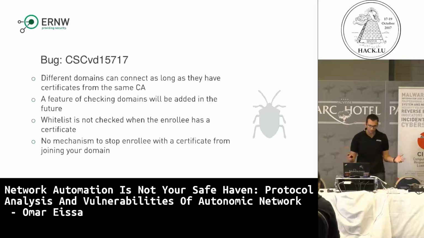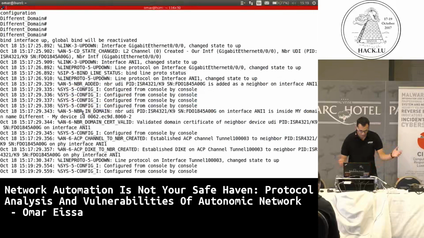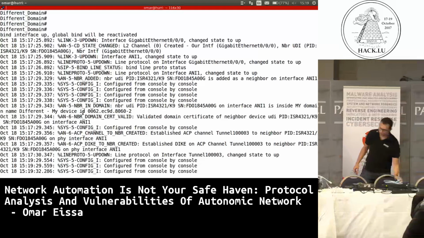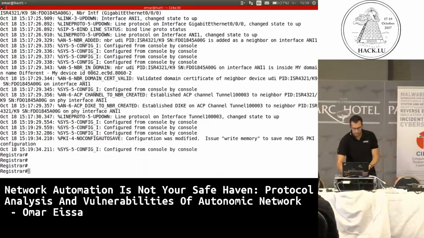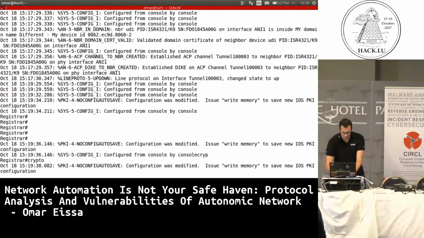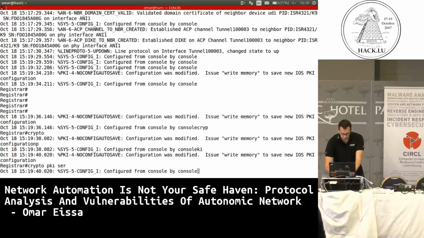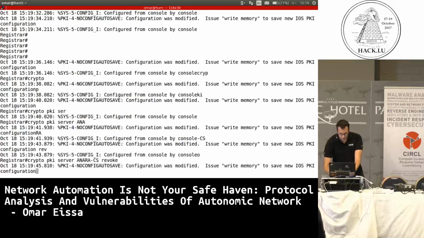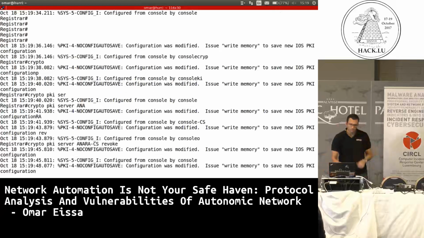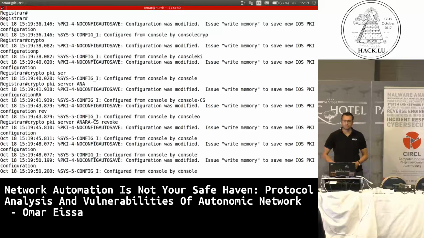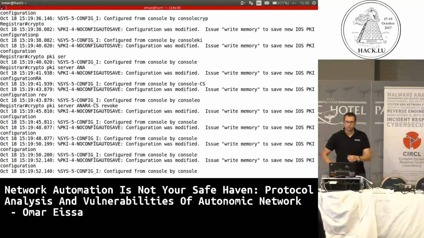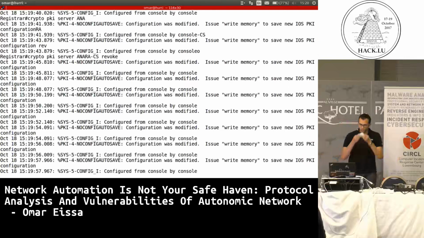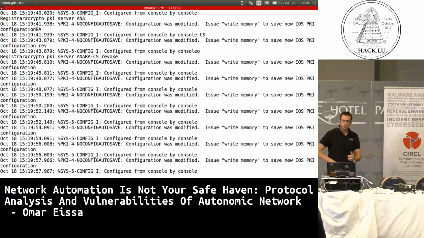Okay, so maybe I have an idea to resolve such a problem. Maybe I will go to the registrar here. This is the one responsible for certificates. And usually we can use a command like this. In other words, we can just come here and revoke the certificate. So at least this certificate won't be valid anymore. When the new device tries to connect to my network, we will check the certificate. We will find out that it's revoked, so they won't be able to join.